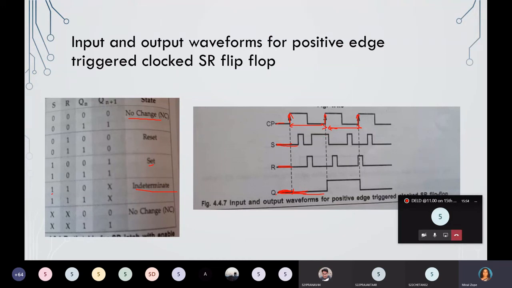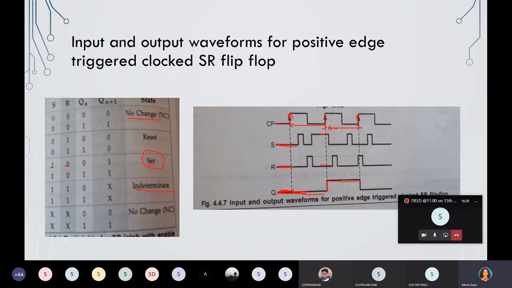Now here consider that for this clock pulse when it is triggered from 0 to 1, S equal to 1 and R equal to 0. When you see the truth table, for S equal to 1 and R equal to 0, your next state will be set. Means your flip-flop is going to set. So here my state is going to change and that will be set.